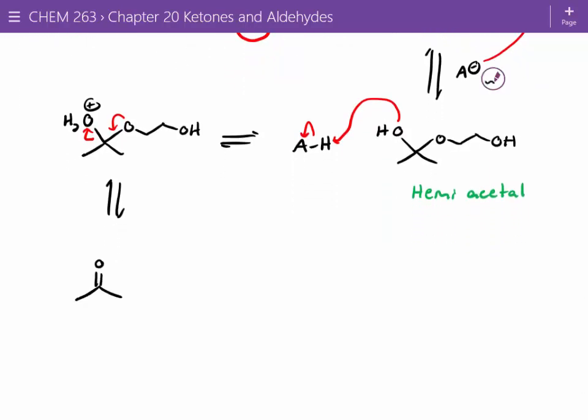Okay, so we're almost ready to go. So now this oxygen can reach around and attack into the electrophile on itself. Oh, that's what gets the ring. Exactly. Or the six or whatever. And this is entropically more favorable than having another molecule come in and attack.